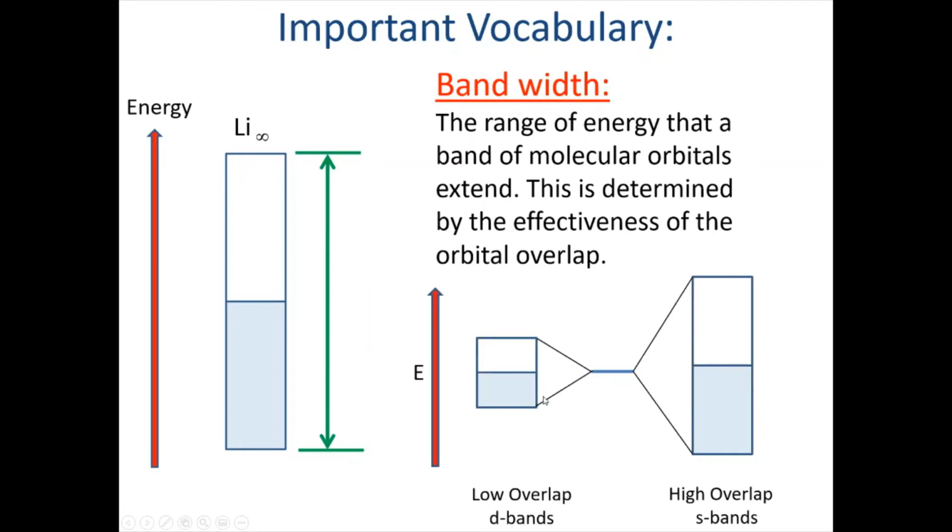So for example, if you take d orbitals and you try to overlap them, they don't overlap as well as s orbitals. And that makes sense, because an s orbital is a sphere and it can just overlap with another sphere. D orbitals are those balloon-like structures that have four balloons held together. They can only overlap where the balloons touch. So the d band is going to be narrower than the s band, and that's because of the overlap.